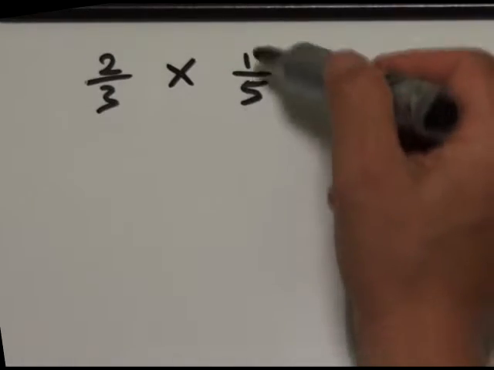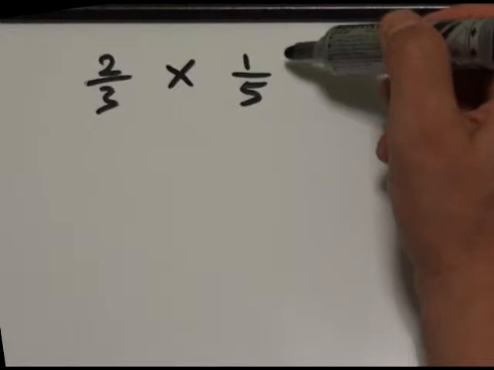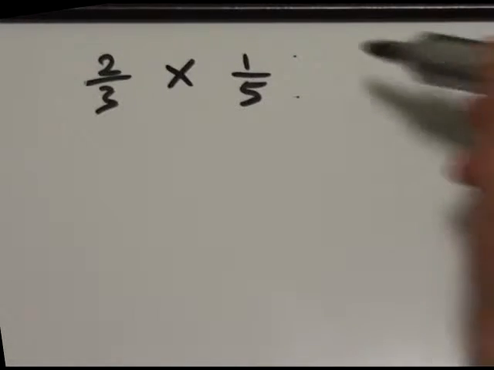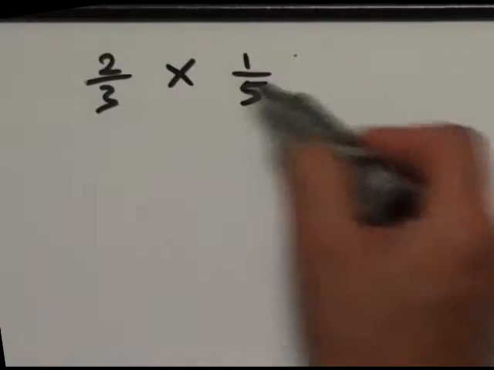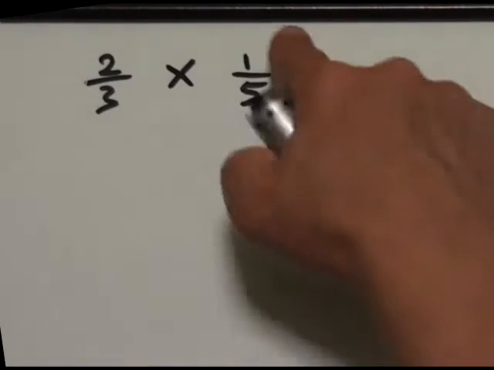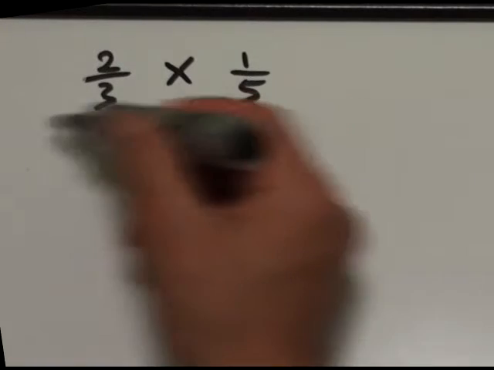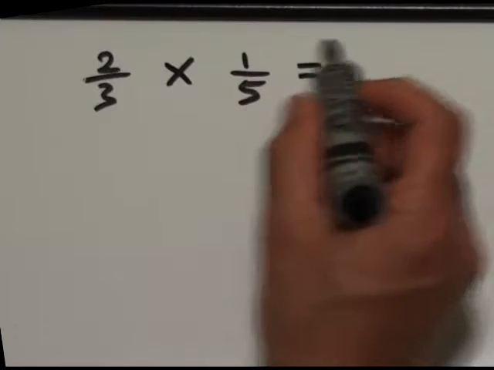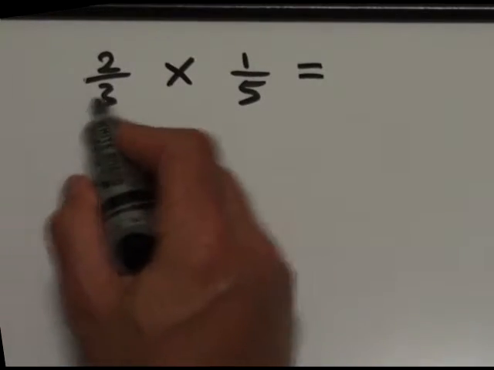Well, normally we look to see whether we can cancel anything, and normally when we cancel, only numbers that are on top with numbers that are on the bottom. So I look for numbers that are on top, anywhere on top, with any numbers that are on the bottom, and see if I can cancel or simplify. In this case, there are no numbers on top that I can cancel or simplify with any numbers on the bottom. So in this case, it's a straight out multiplication of the top numbers and multiplication of the bottom numbers.